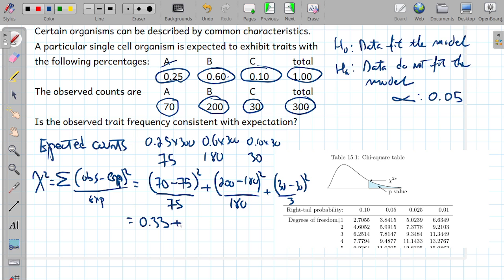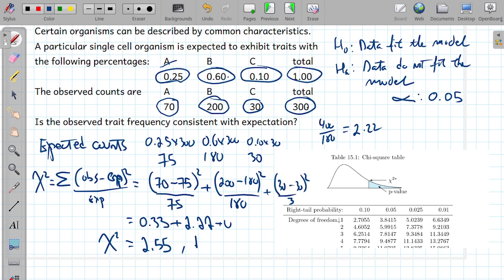Over here, the difference is 20. 20 squared, that's 400. And 400 divided by 180, well, that goes twice, and that should be 2.22. Yeah, that's right, because that's going to be 2/9, right? That's the leftovers. We've got 2/9. So this is 2.22 plus 0. So our test statistic chi-square is 2.55.